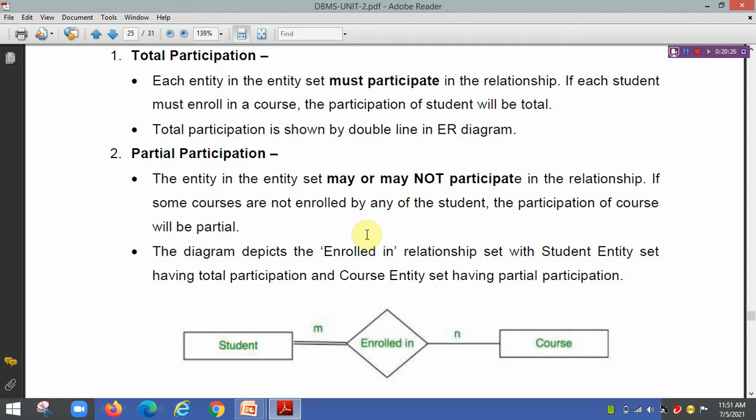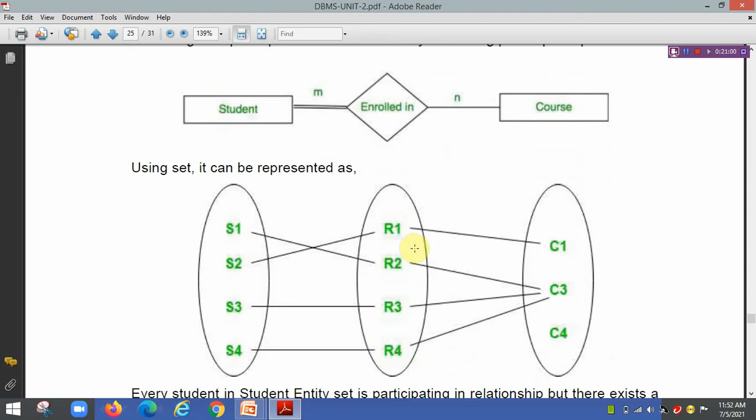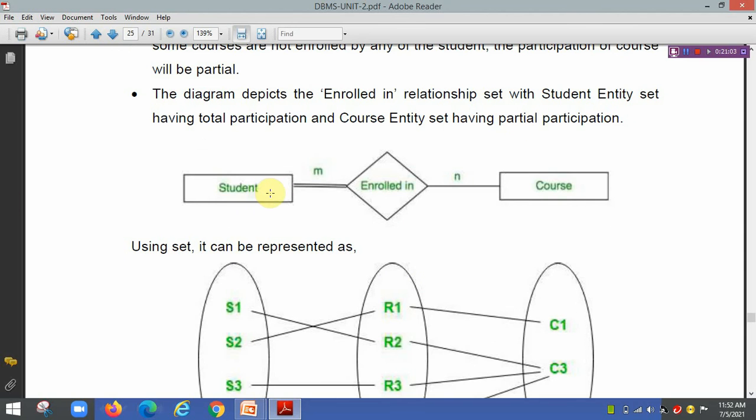So this is total participation, and the Tally course and the CDTP course are not compulsory for the students. So here the participation is partial, because if you are interested to join the course, then you can join. So the Tally course and the CDTP course are partial participation. In this example, the student entity set has total participation, but the course entity set has partial participation.